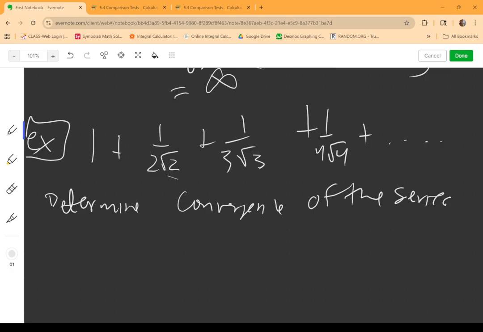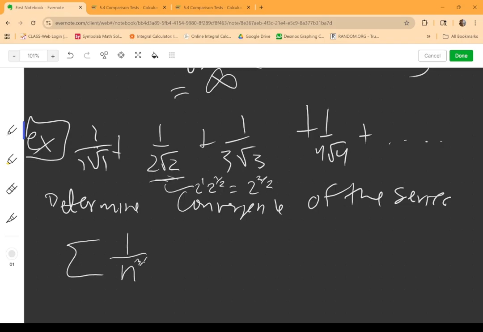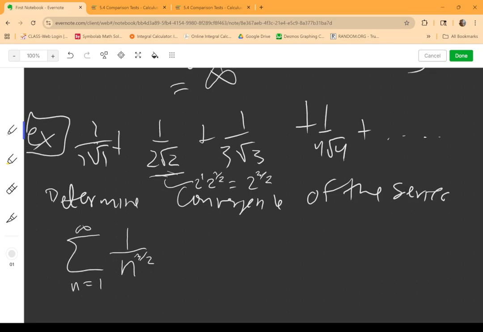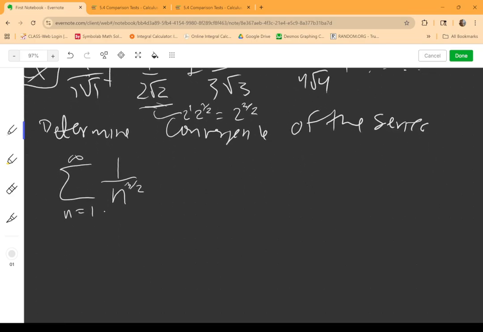Looking at this, since 1 times root of 1 we can always think of as following the pattern, it looks like the pattern here is 1 over n, and the exponent: if we think of that as 2 to the first, 2 to the 1/2, so 2 to the 3/2. So it's n to the 3/2, starting at 1 to infinity. Also a decreasing function as n is bigger than 1.